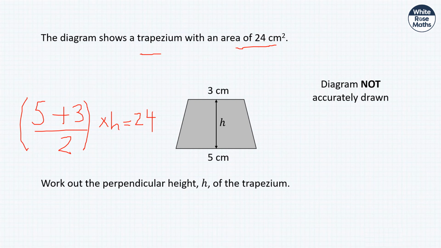So 5 plus 3 is going to be 8. 8 divided by 2 is going to be 4. So I'm going to have 4 times h is equal to 24. Dividing both sides by 4, guys, to get h by itself, we will get that h is equal to 24 quarters. So h is equal to 6 centimeters, guys. Okay, so h is equal to 6 centimeters.